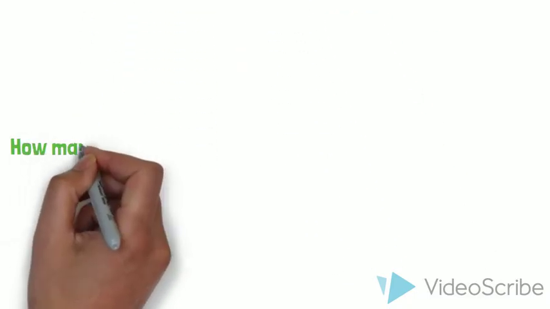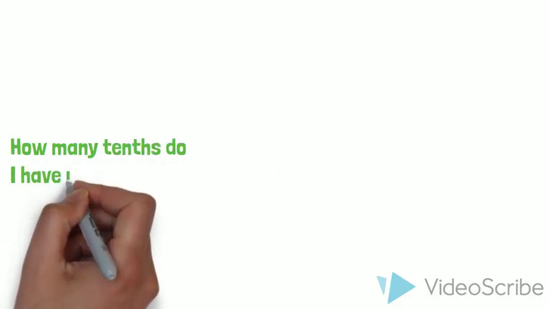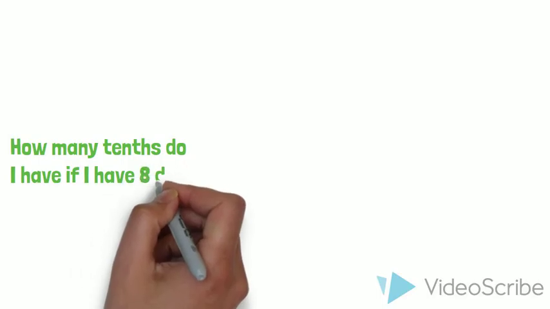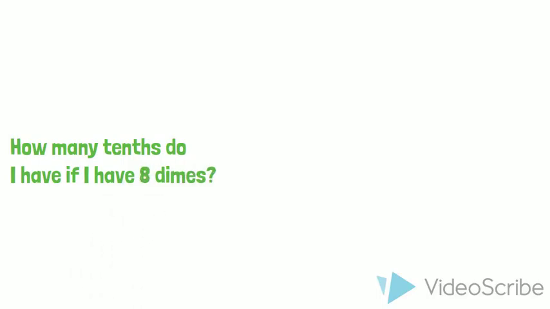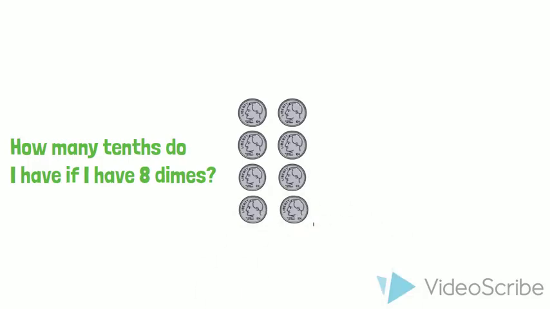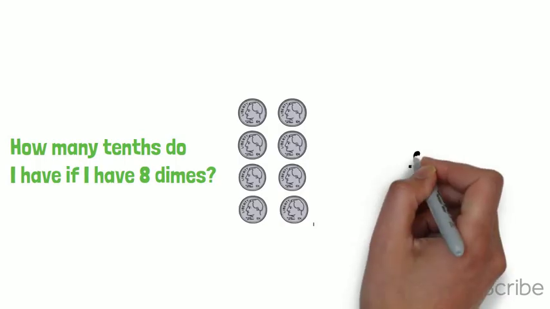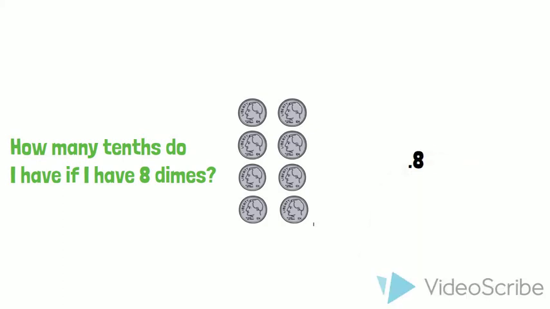I want you to think about this one. How many tenths do I have if I have 8 dimes? So this is what I know. I know that 1/10 is represented with 1 dime. And if I have 2 tenths, that means I have 2 dimes. What if I have 8 dimes? That must mean I have 8 tenths.